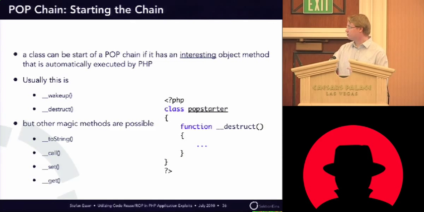The example just shows you have a class, I call it PopStarter, and it has a destructor. So when you unserialize this class and it gets destroyed, the __destruct will be executed. In this case, there's nothing in there, so nothing would be happening.